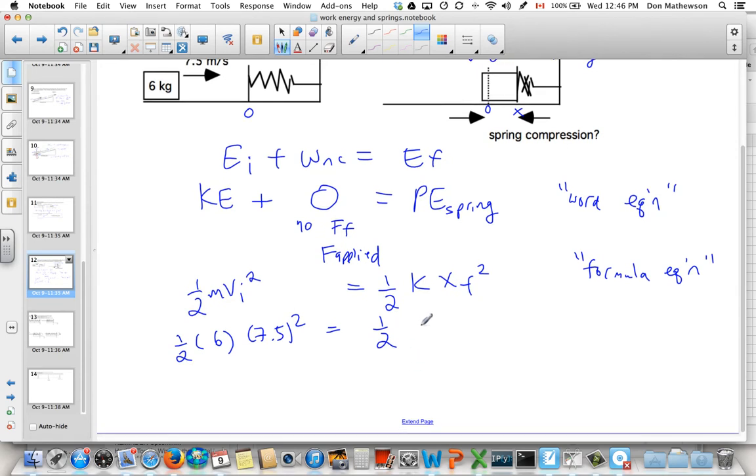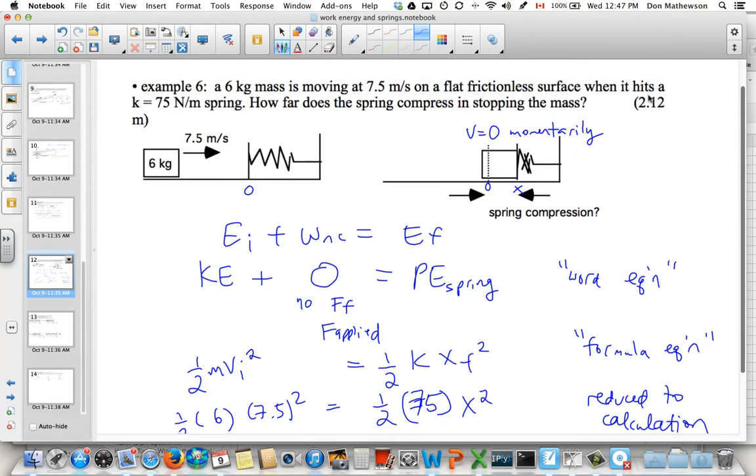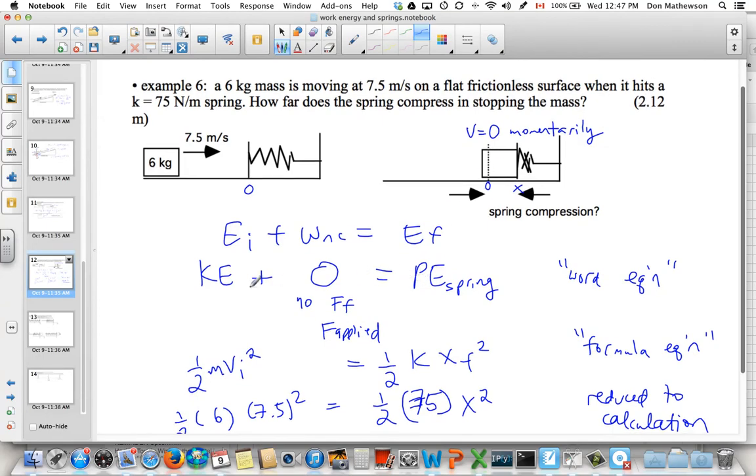Where'd we go? Bring my pen back. 75. And then x is the unknown. And now we have reduced this to a calculation. And if you calculate to find the spring compression x, you'll see that it agrees with the answer, which is given as 2.12 meters. Okay, so that's how we can use spring energy.